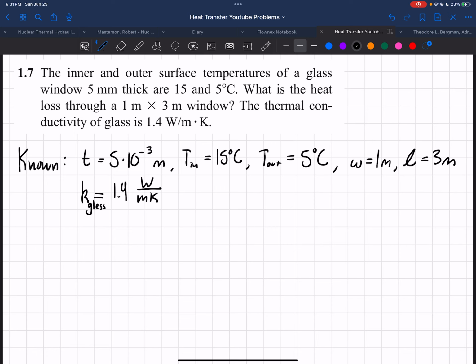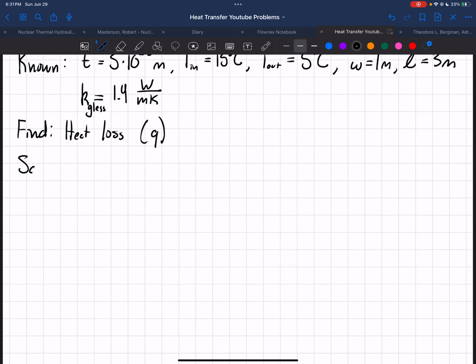So then, what are we trying to find? We are trying to find the heat loss, or more familiarly, Q is our heat loss. So then we can go ahead and make our schematic.